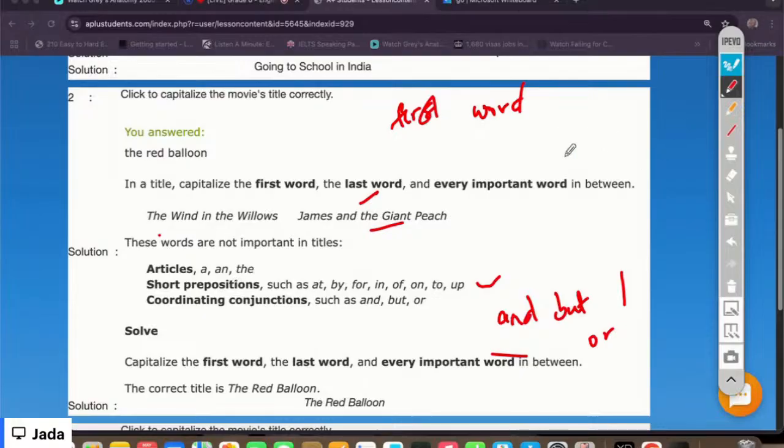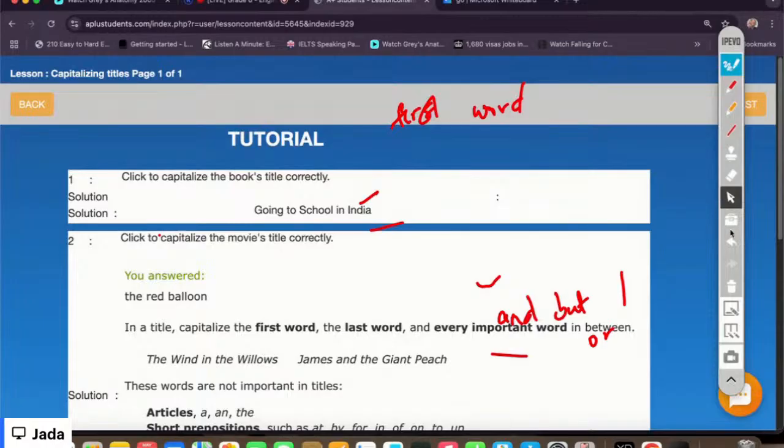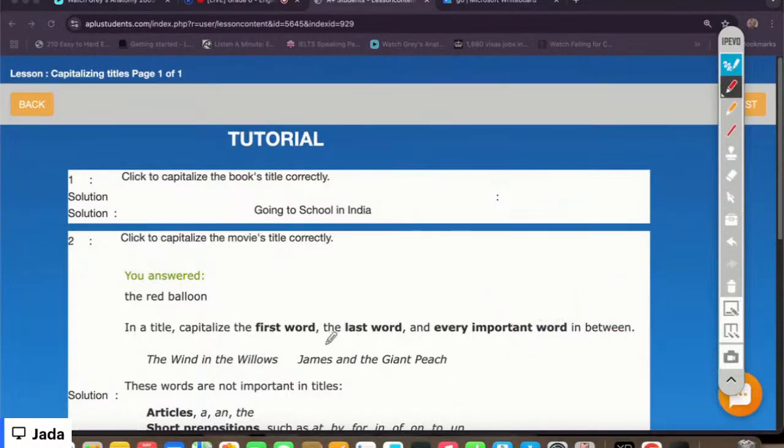So let's look at some examples. We have: click to capitalize the book's title correctly. Going to School in India. As you can see, Going is the first word, which is capitalized. School is in the middle, so that means it's an important word in the title. And then India is the last word. And of course, you have to capitalize the name of a country. So definitely you have to capitalize India.